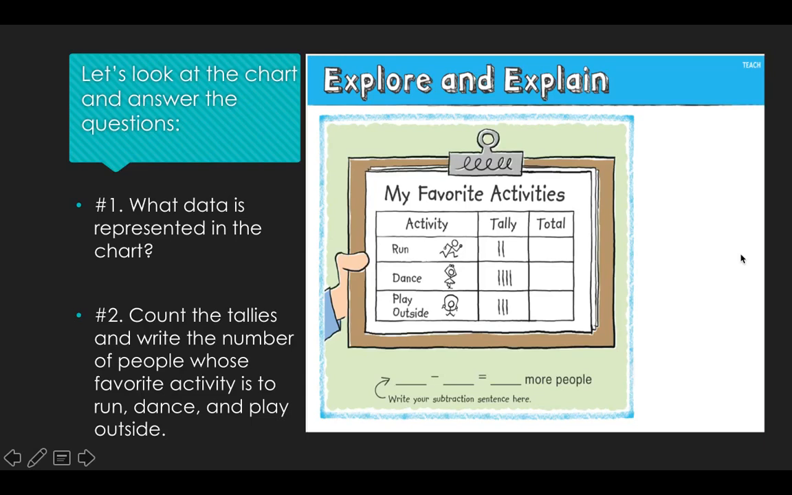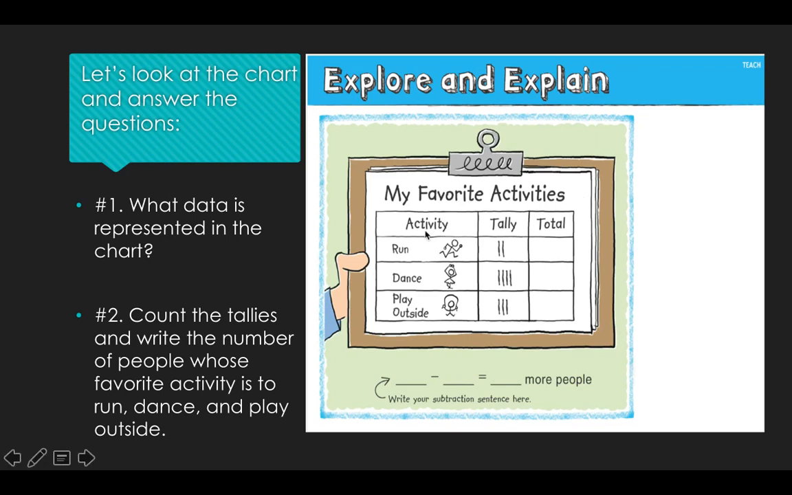Let's look at the chart and answer the questions. Number 1, what data is represented in the chart? So let's read the title to figure out what this chart is going to tell us about. The title says, My Favorite Activities. So this chart shows the data from a survey where people were asked, what is your favorite activity?